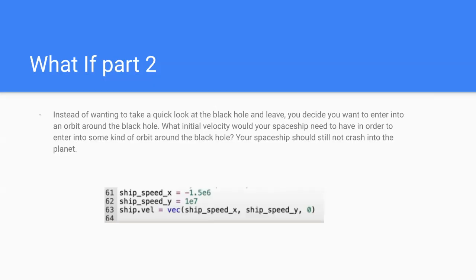For the what if part 2, I calculated it out, and I'm not entirely sure if this is correct, but my x component of the ship's speed came out to be negative 1.5 times 10 to the 6, and the y speed was 1 times 10 to the 7, and the z direction was 0.